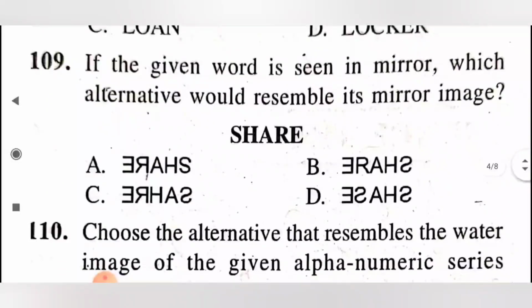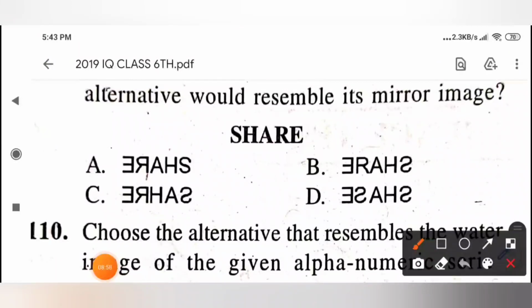109. If the given word is seen in mirror, which alternative would resemble its mirror image? Mirror image. Left appears to be right, so E, you see E like this. You see R like this. You see A like this. H and S like this. So which of the following option is correct?